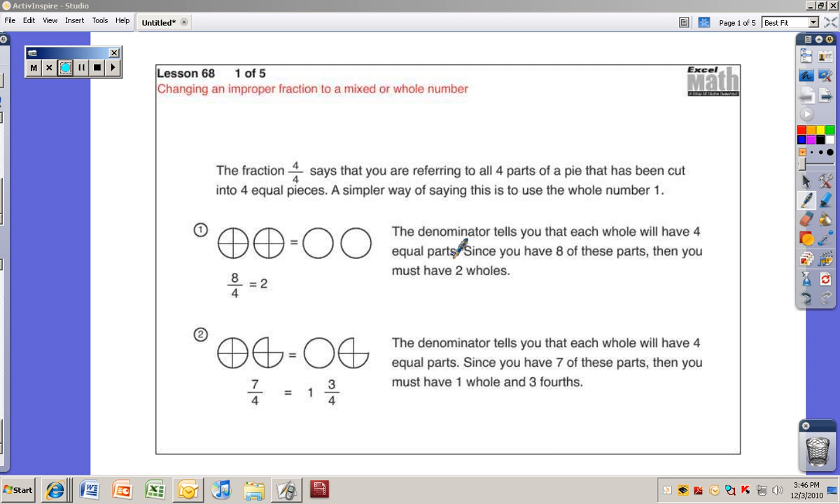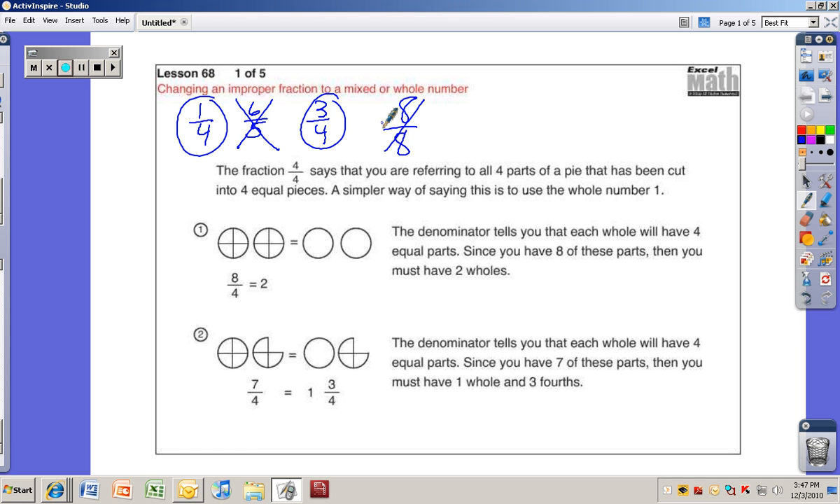Shame on you, Eli. All right, today we're going to learn how to change an improper fraction to a mixed or whole number. Let's review what that means. An improper fraction is a fraction where the numerator, or the head, is the same size or bigger than the bottom. So if you have 6/5, that's an improper fraction. A proper fraction would be 1/4, 3/4. These are proper fractions. This is an improper fraction. 8/8 is also an improper fraction.